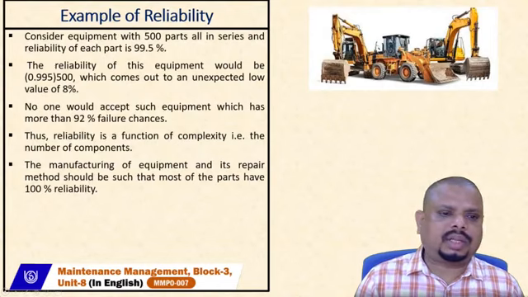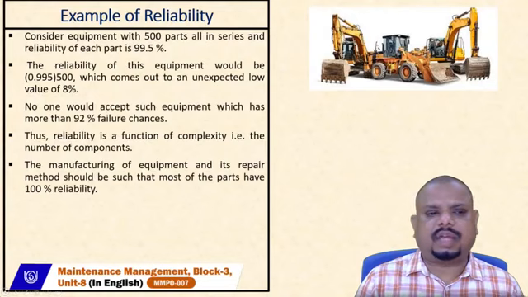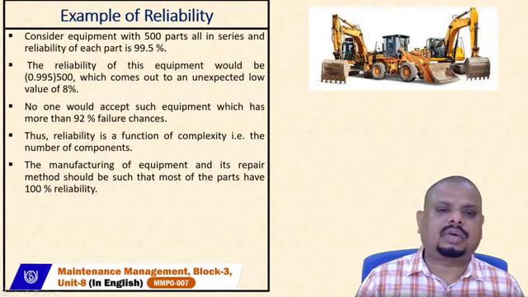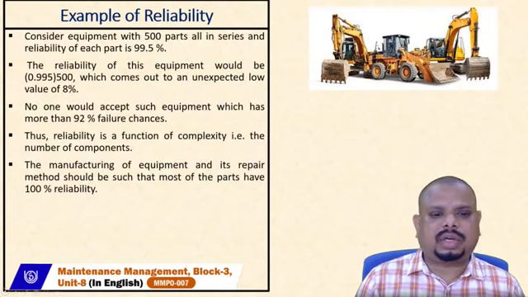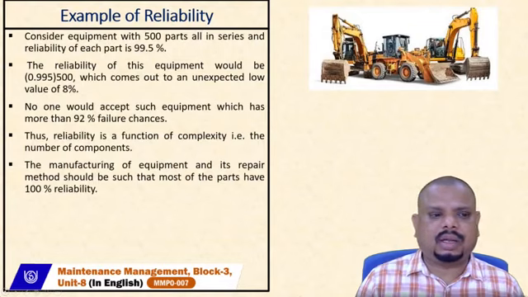The next important part is that the reliability of this equipment would be 0.995 to the power of 500, which comes out to an unexpectedly low value of 8%. No one would accept such equipment which has more than 92% chance of failure. So out of the unexpectedly low value, that is 100 minus 8%, equals 92% failure chances. Thus the reliability is a function of complexity, that is, the number of components.